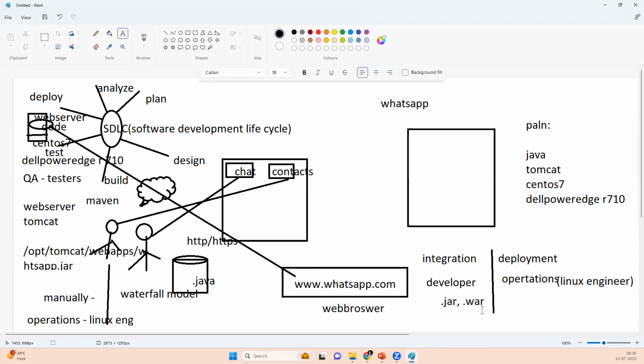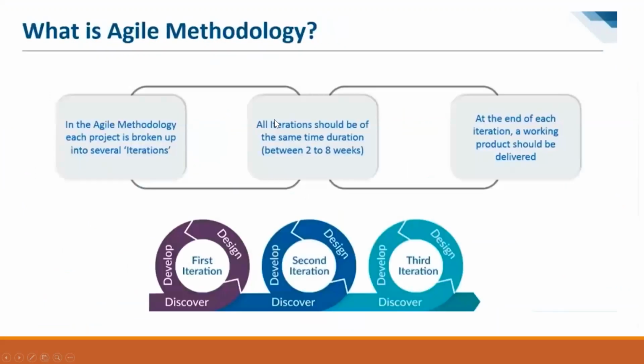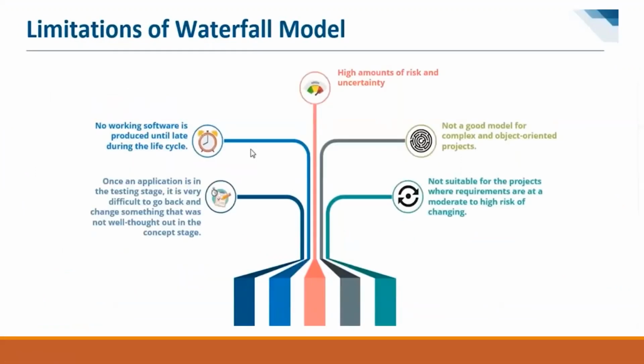So now, the limitations of the waterfall model. You got it, guys. The waterfall model is nothing but manual; everything will be manual intervention. Automation comes in the agile methodology, something like iteration. What are the disadvantages of the waterfall model? High amounts of risk and uncertainty, and no working software is produced until late in the life cycle.